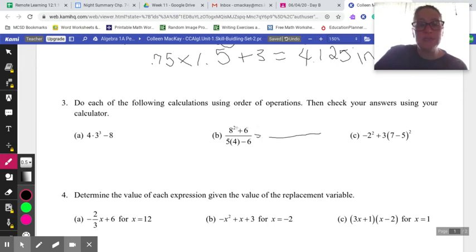So 8 to the second is 64. 5 times 4 is 20. Okay, 64 plus 6 is 70. 20 minus 6 is 14. They're both divisible by 7. So 10 over 2, which then reduces to 5.